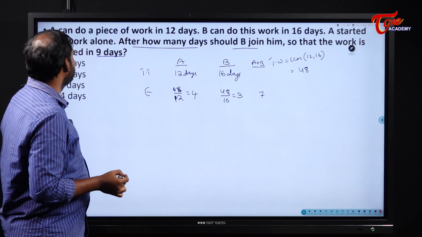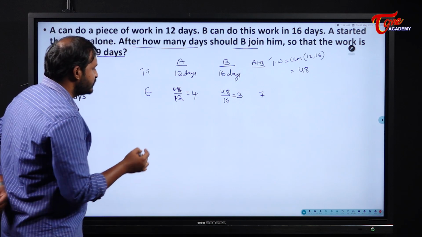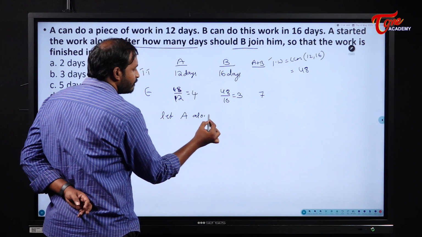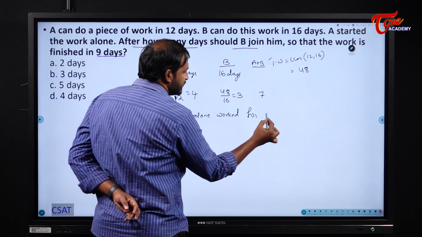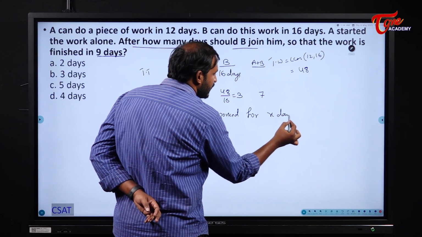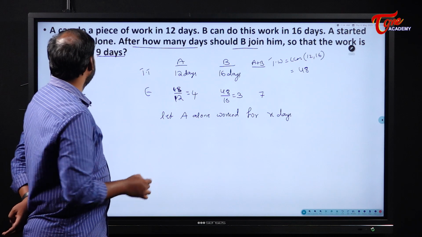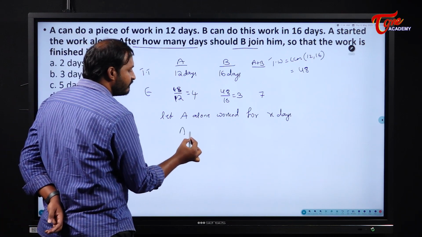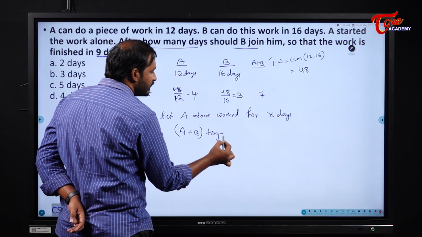Now A started the work alone. After how many days should B join him? So let us assume that A alone worked for X days. A alone worked for how many days? X days. Now the work is finished in how many days? 9 days. Now tell me, A and B together worked for how many days?